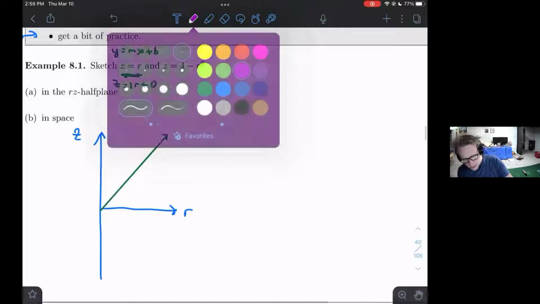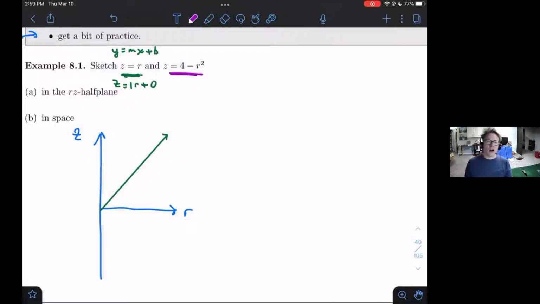Okay, and let's also sketch z equals 4 minus r squared. This is going to be a parabola. Of course, it's been shifted up by a factor of 4, and it's been reflected across the r axis, so it's actually opening downward. So it looks something like this. You could sketch this in careful detail and plot particular points, but I'm just going to sketch rather loosely here and show what z equals 4 minus r squared generally looks like. So this is what it looks like in the RZ half plane.